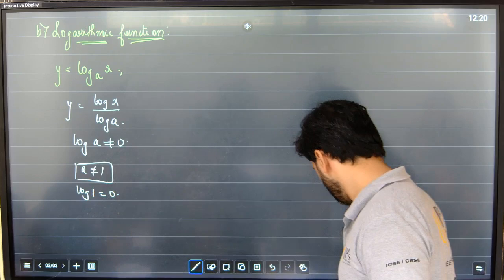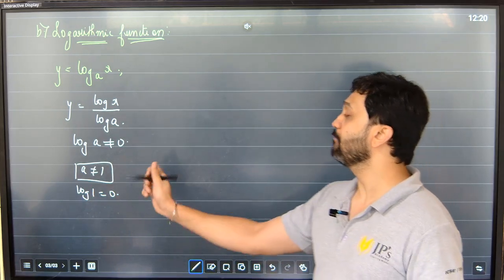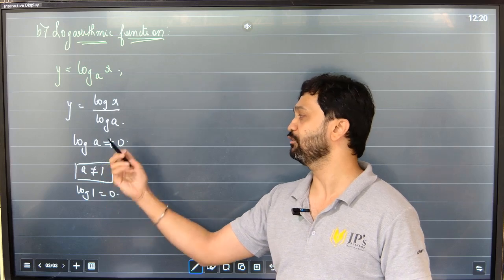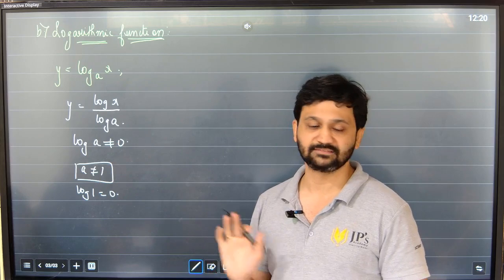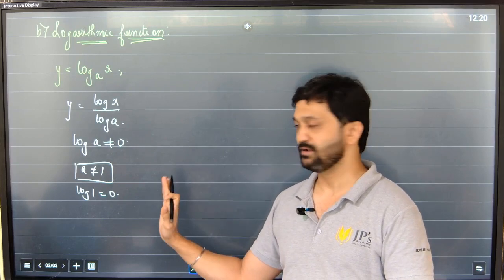Therefore, a is not equal to 1. A will not become 1. ये 1 नहीं हो सकता है. 1 हो गया तो प्रॉब्लम हो जाएगा. 1 हो गया तो log 1 हो जाएगा and log 1 will not be equal to 0. Has everybody understood this? Anybody has any problems?